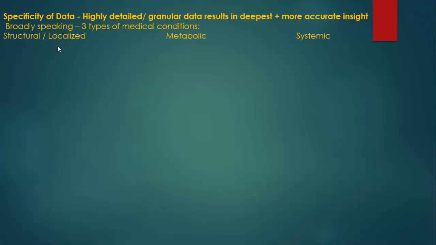For the sake of our example here, we're going to talk about structural or localized conditions because they're easier for us to visualize. But the exact same principles that we're going to show here are applicable to both metabolic and systemic conditions as well. So again, remember, what we're going to talk about is going to be for structural and localized conditions, just for the sake of the example and to give us easier visualization. But these same things hold true for metabolic and systemic conditions as well.